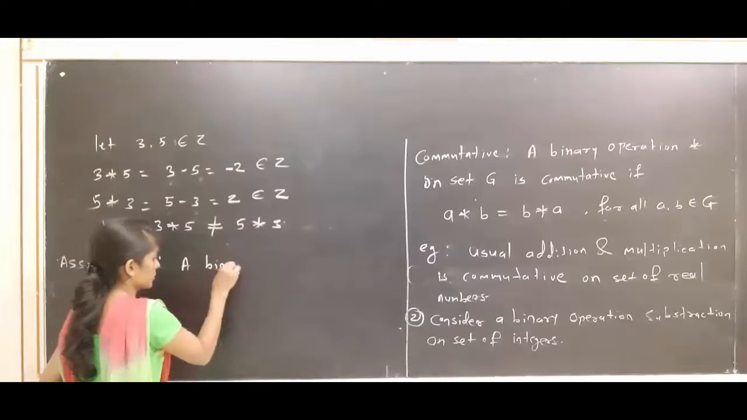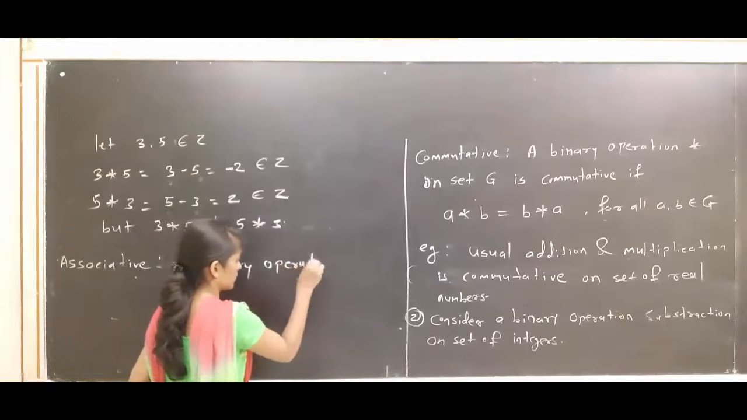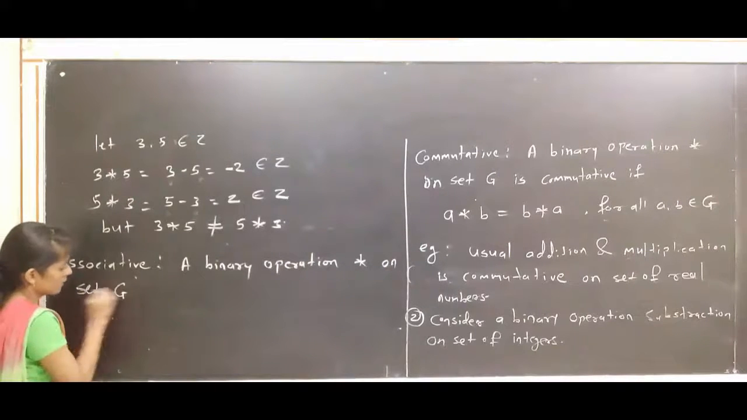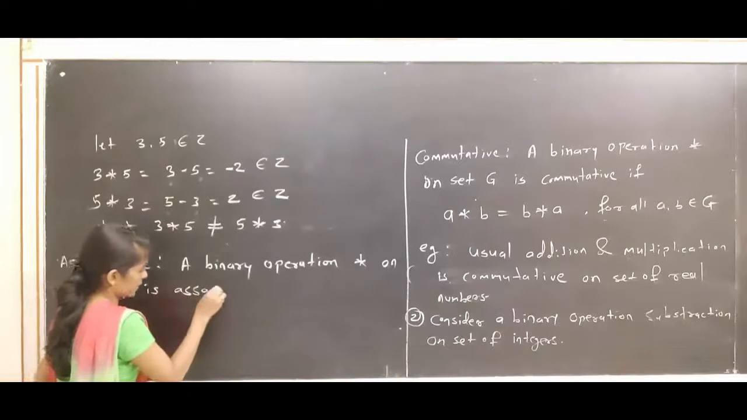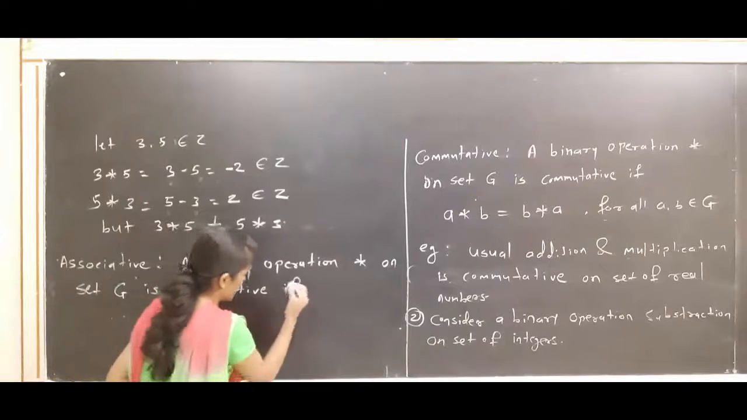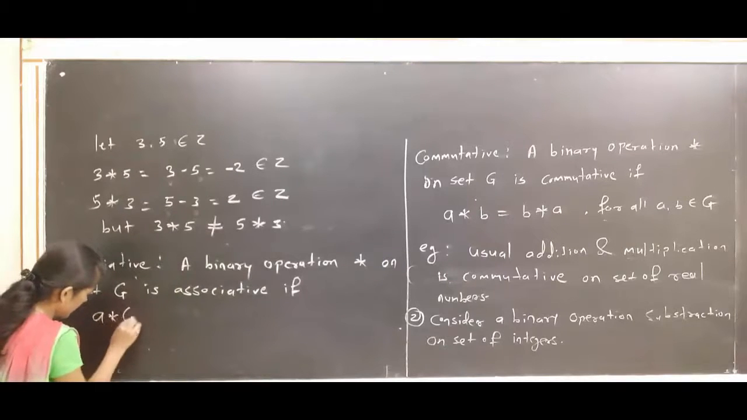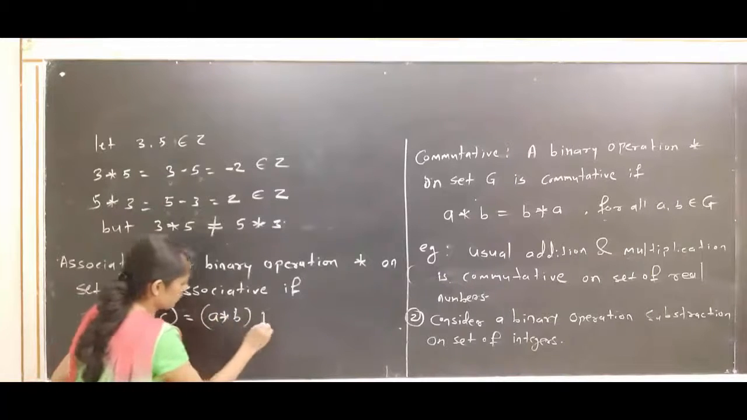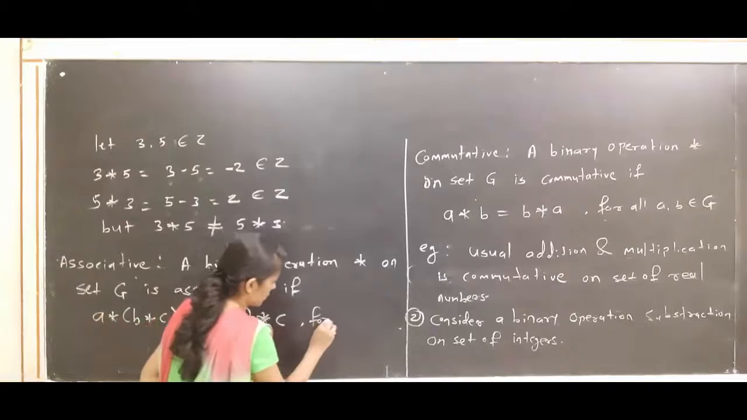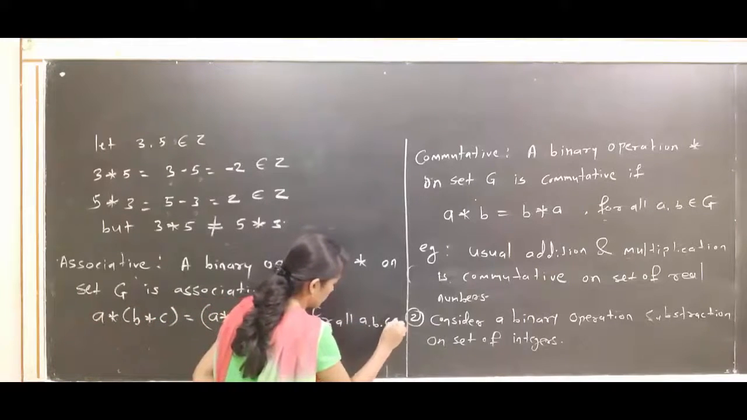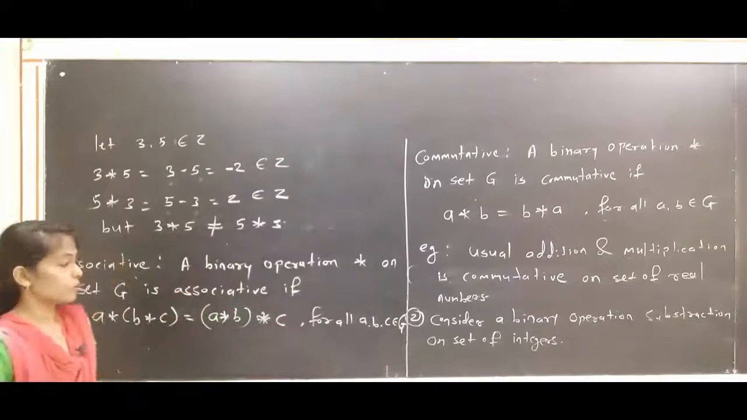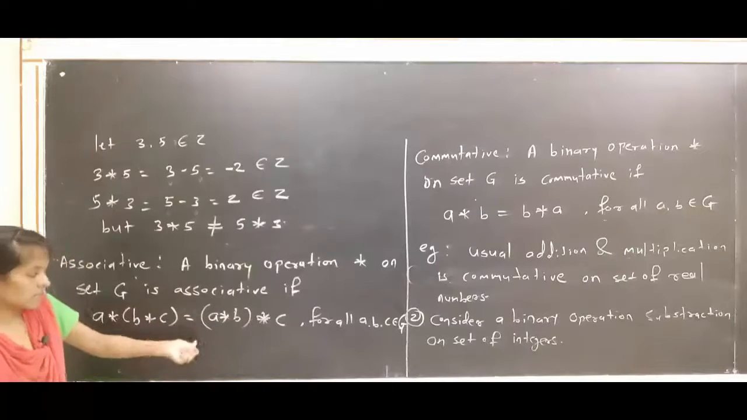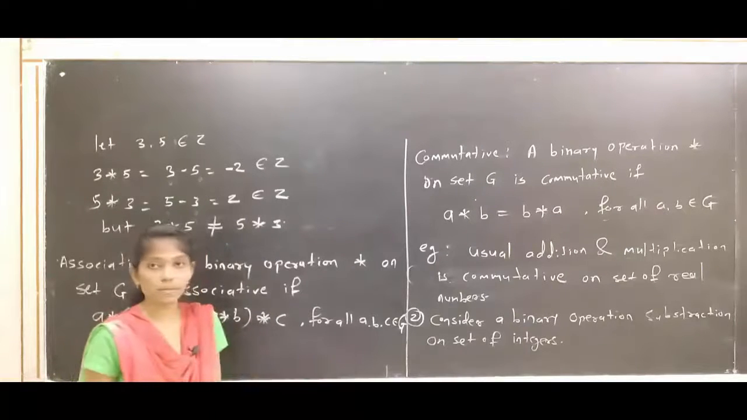Okay. Now next, associative. A binary operation star on set G is associative if (A star B) star C is equal to A star (B star C) for all A, B, C belongs to set G. So see here, a binary operation star on set G is associative if (A star B) star C is equal to A star (B star C) for all A, B, C belongs to G.